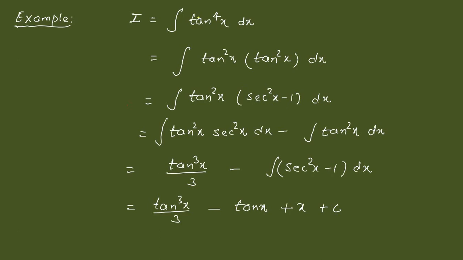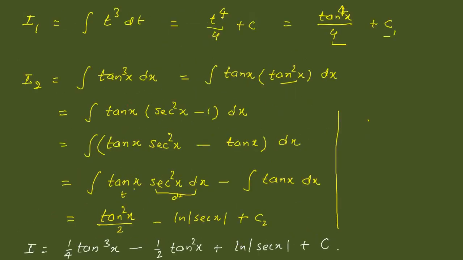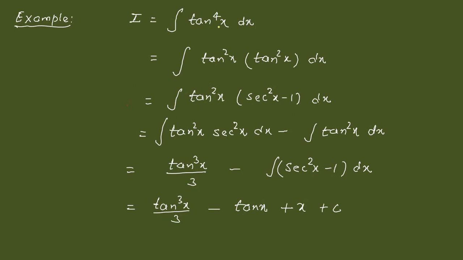Now if the power of tan x was odd, we have seen what we could do here. But what happens if the power of tan is even, but we don't have sec x here? This time again we have to do a similar process: I have taken this tan square x as a factor and attach it to this, but this tan square x can be transformed to sec square x minus 1, and again I can have two different integrals.